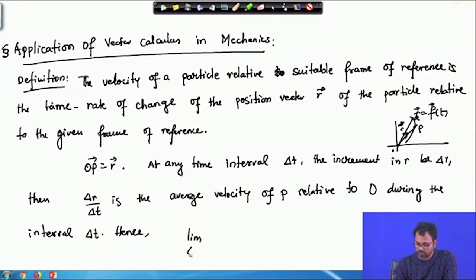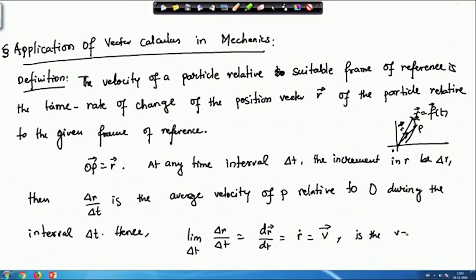limit delta t tends to 0, delta r by delta t is equal to dr dt, which is equal to r dot, and is called the velocity of the particle P or of the point P at that instant. It is also called the instantaneous velocity of P.